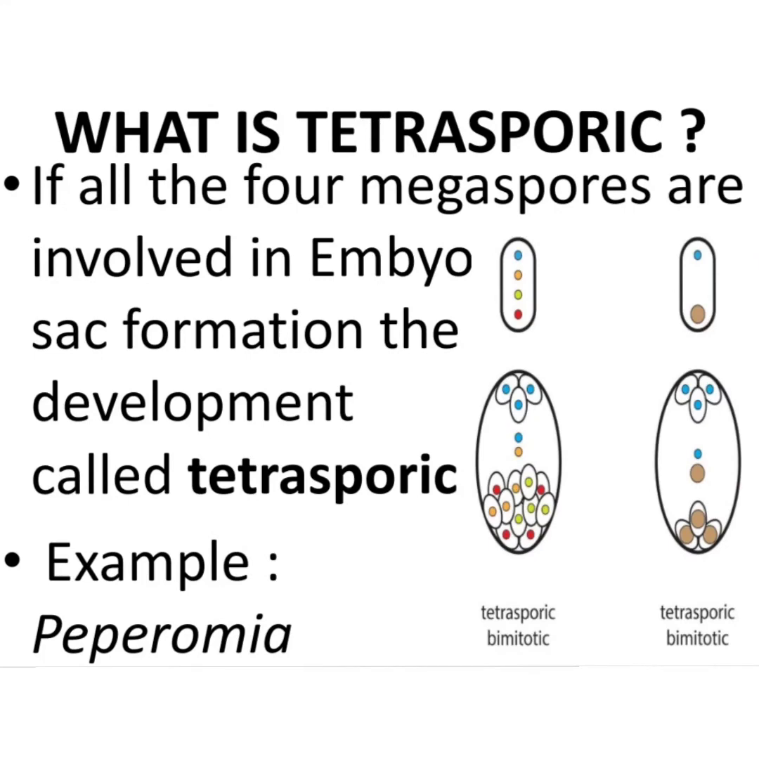What is tetrasporic? All the 4 megaspores are involved in the formation of the embryo sac. This is called tetrasporic. That means there is no degeneration of any of the megaspores. Example, Peperomia. Here you can see in the first image on the left side, a tetrasporic cell undergoing two mitotic divisions, resulting in the formation of 16 cells.